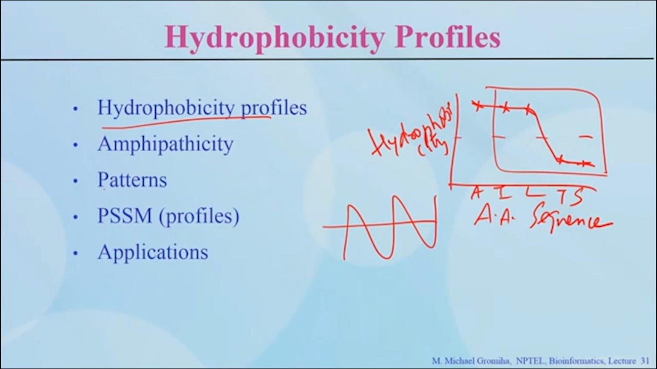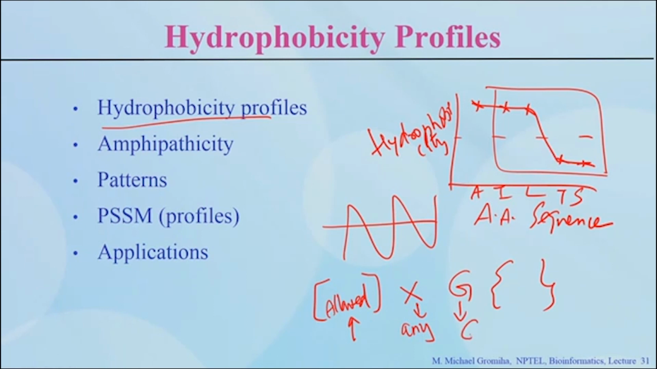Then we discussed the patterns. What is a pattern? How to define a pattern? We can use square brackets, we can use X, we can use any specific residue, and we can use brackets. What is the meaning of this? Allowed residues, these are the residues that are allowed. This means any residue here; a particular residue is conserved because you cannot change it. Here, not allowed, this is excluded. So you can have the patterns.